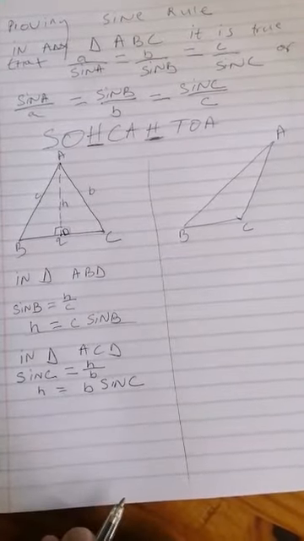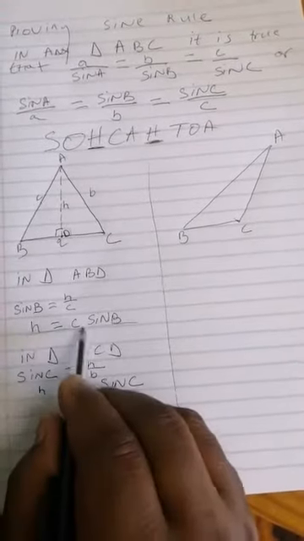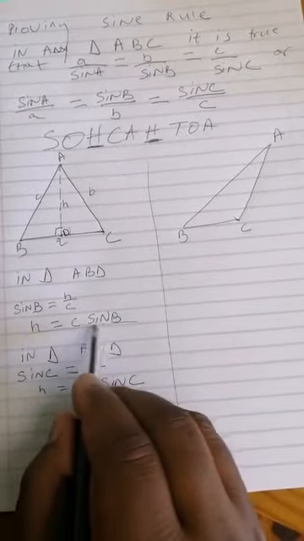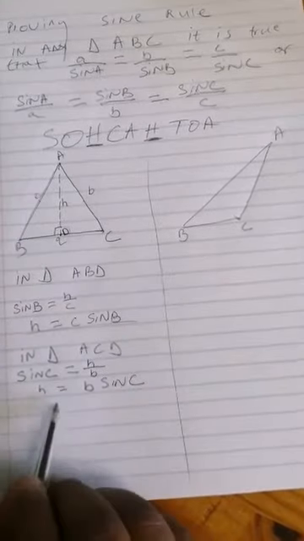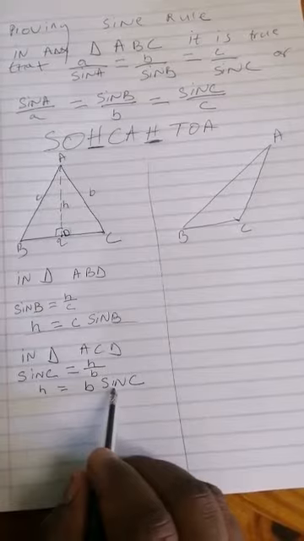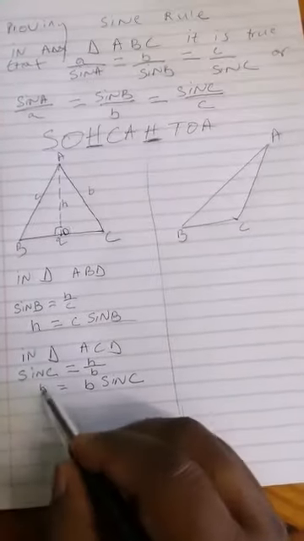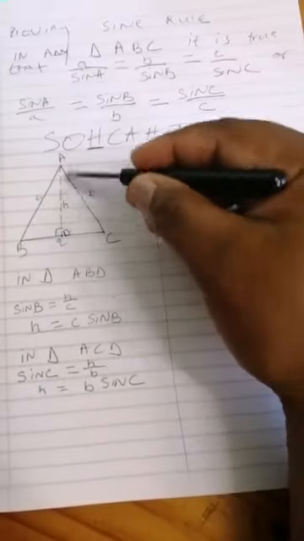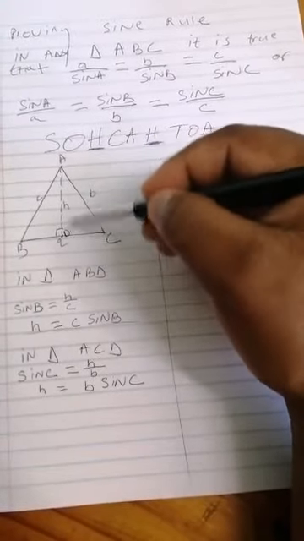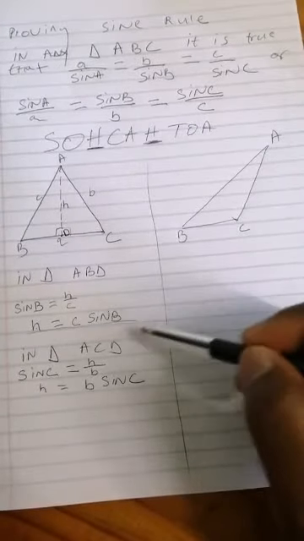Okay, I hope it's clear. Now look at this. I have my height here equals to c sine B, and here I have my height b sine C. But you notice that I'm talking about the same height, this height. I'm talking about the same height, okay? But it's equal to two different things.